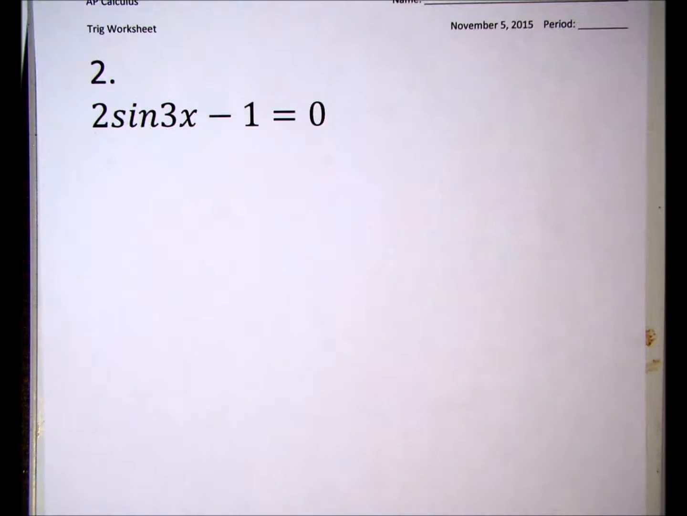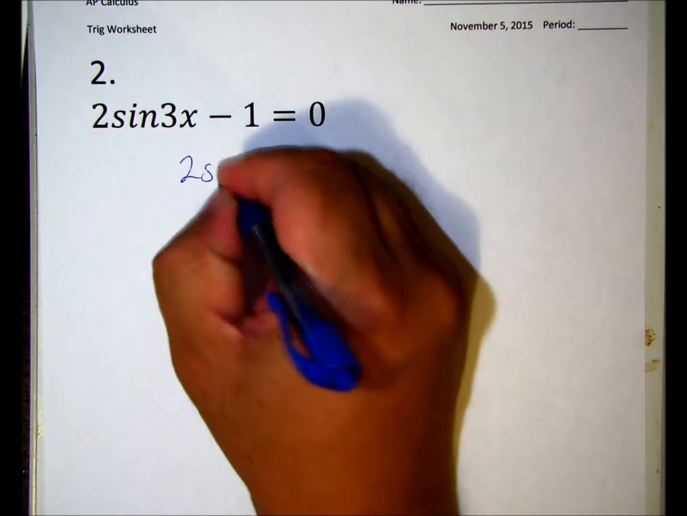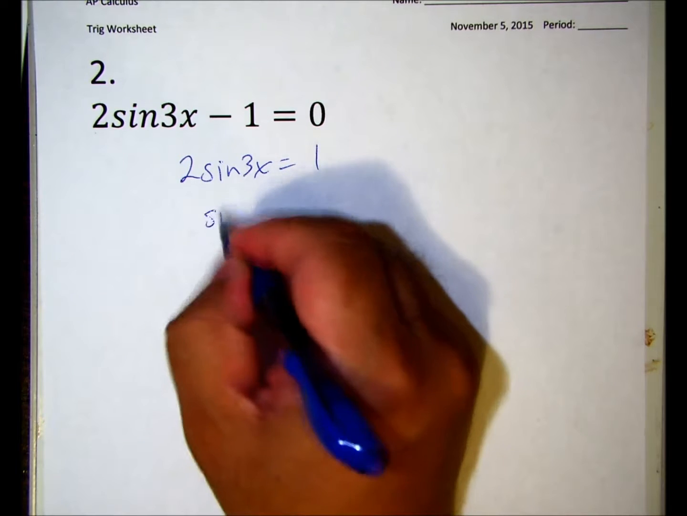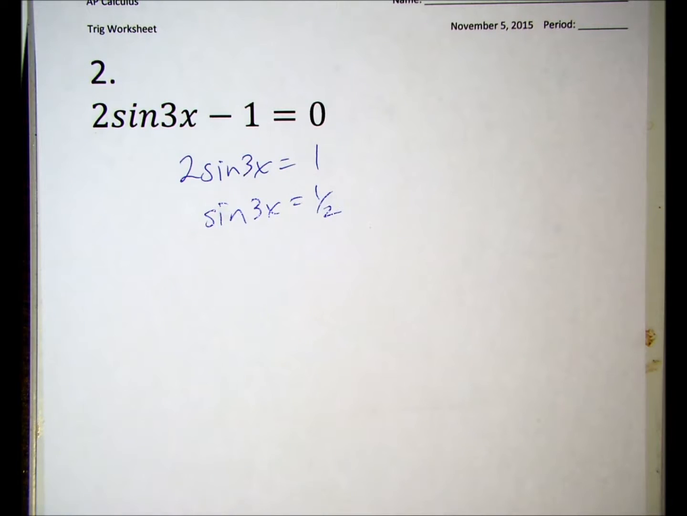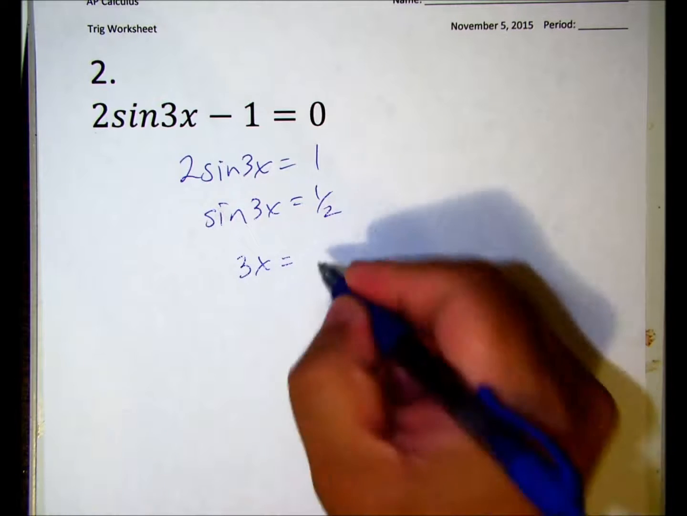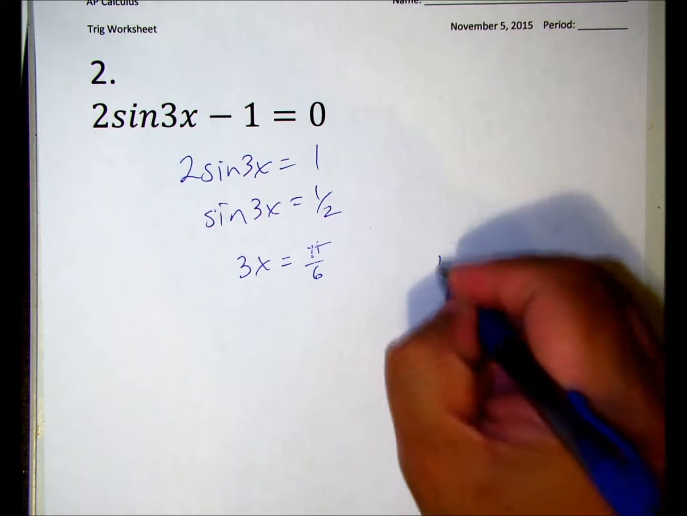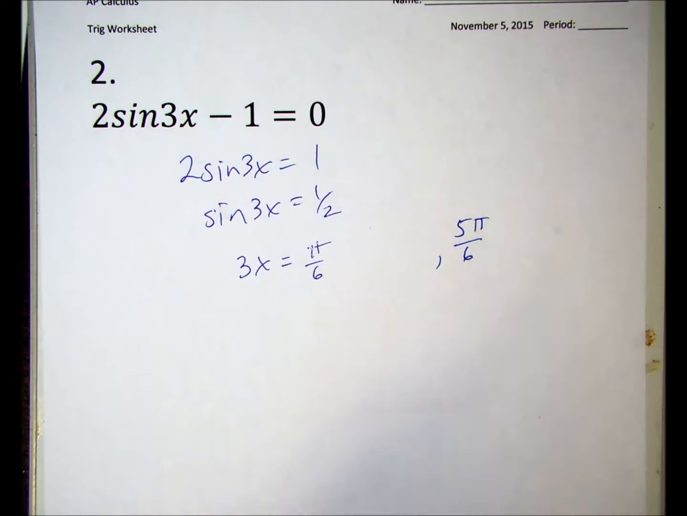Number 2. Same thing. We're going to isolate the trig function. So that means we're going to move the 1 over here and divide by 2. 1/2. So this is basically asking the same question, but this time it's 3 times x that is going to give us pi over 6. And I'm going to put a little space in here, and I'll explain why in a second. 5 pi over 6.